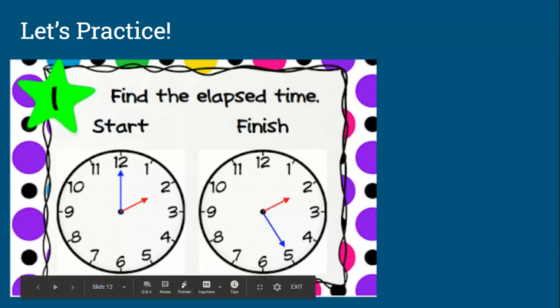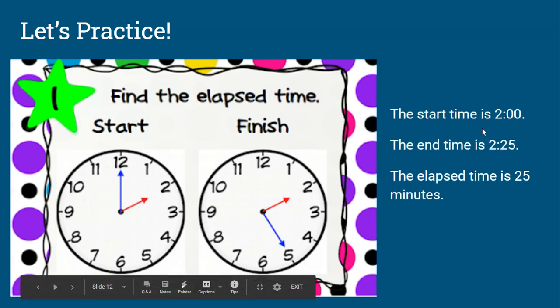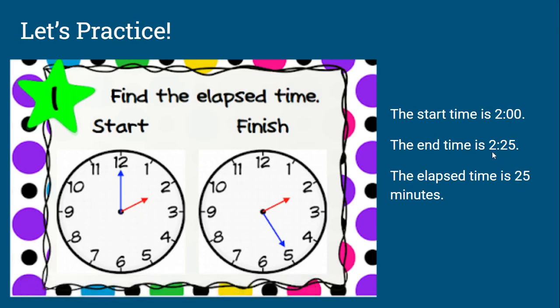All right, if you need more time, go ahead and pause the video. All right, so from 2 o'clock to 2:25 is 25 minutes. Start time is 2 o'clock. End time is 2:25. Elapsed time is 25 minutes.